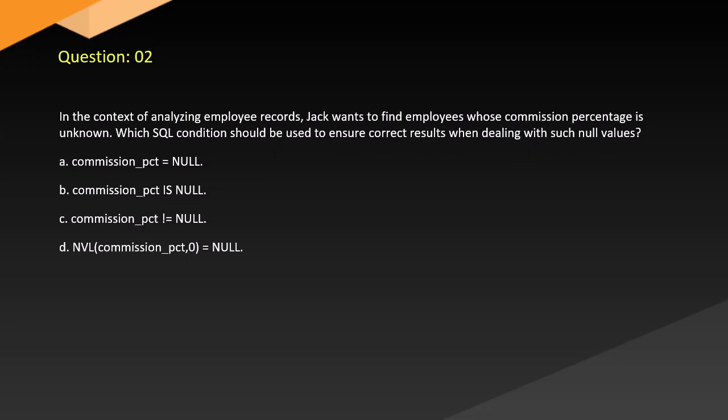Question 2. In the context of analyzing employee records, Jack wants to find employees whose commission percentage is unknown. Which SQL condition should be used to ensure correct results when dealing with such null values? A. commission_pct equals null. B. commission_pct is null. C. commission_pct not equals null. D. NVL(commission_pct) equals null.